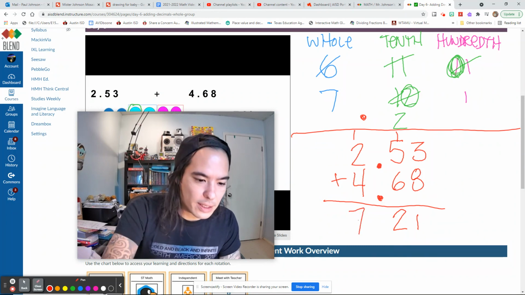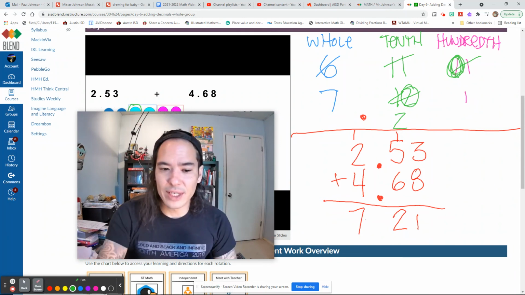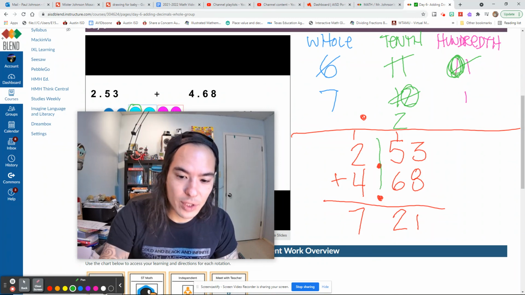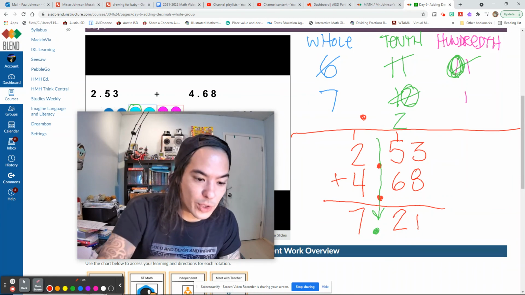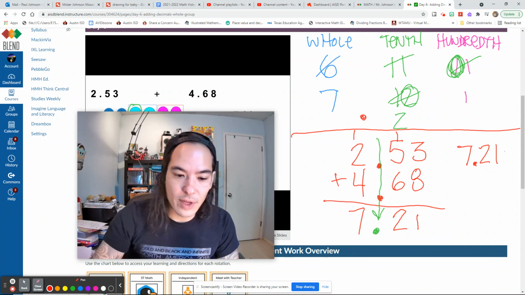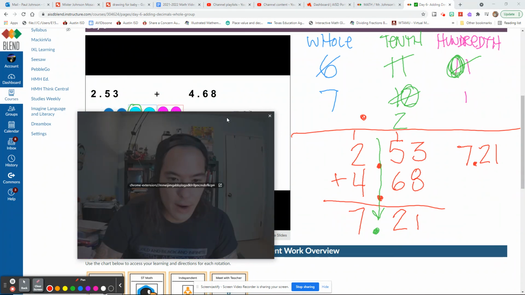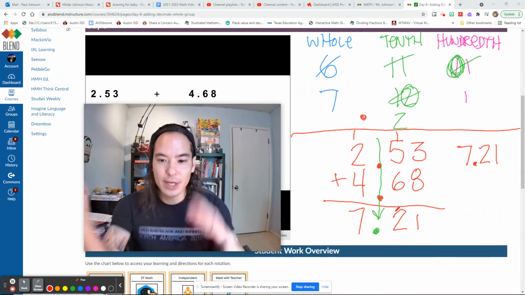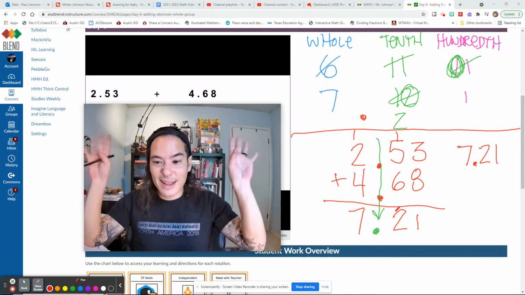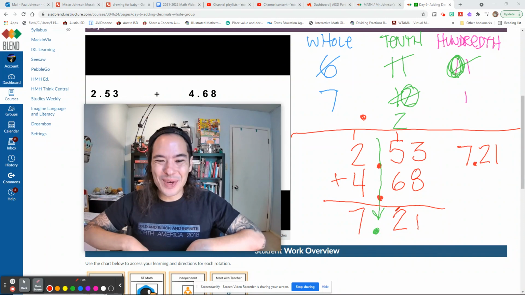And then this is the last step. Don't you forget this step, because if you forget this step, you have a different answer. Right now, we ignored the decimal point until the very end. So right now our answer is 721. We have to drop this decimal point like it's hot back into the answer. So we do know that our answer is indeed not 721, but 7 and 21 hundredths. So remember, stack your decimal points, stack your place values, pretend the decimal point doesn't exist, add like normal, drop the decimal point like it's hot at the very end.